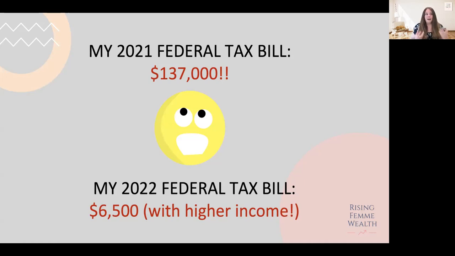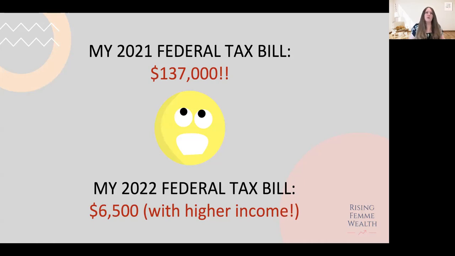What prompted me to get into learning about tax strategy and doing my own tax planning is that I received a federal tax bill in 2021 that was $137,000, which I couldn't believe. That was higher than my W-2 income. And I didn't understand why some of the losses that I had from my real estate portfolio and from my stock portfolio weren't offsetting my W-2 income.